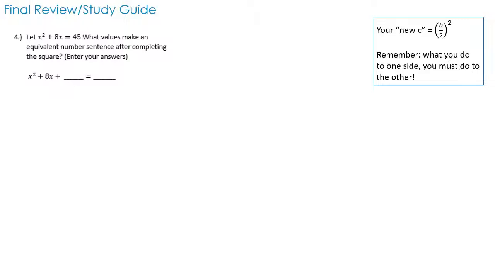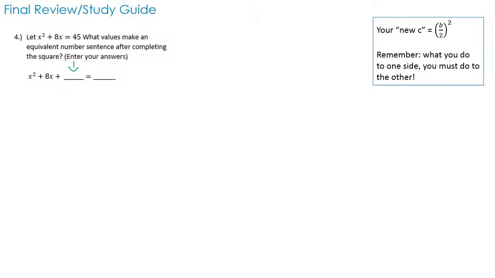And remember, completing the square is allowing us to solve the problem by manipulating the equation to look different, but it doesn't actually change the equation, because whatever we do to one side, we're going to be doing to the other. So in order to figure out what our new c is, what's going to be going in this spot here, we take our b term, divide it by 2, and then square it.